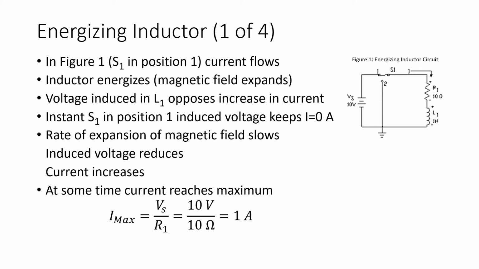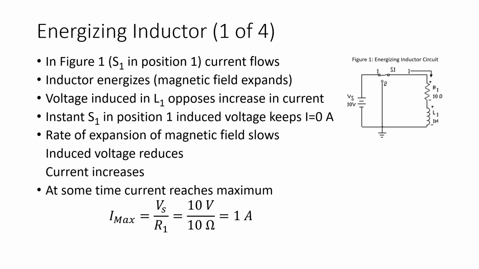This sudden increase in current that occurs when the switch is placed in position 1 causes the magnetic field in the inductor to expand rapidly. As the magnetic field expands, there's relative motion between flux and a conductor, and this induces a voltage in the inductor that opposes the increase in current. So the instant the switch is placed in position 1, this rapidly expanding magnetic field induces a voltage that keeps the current at 0 amps.